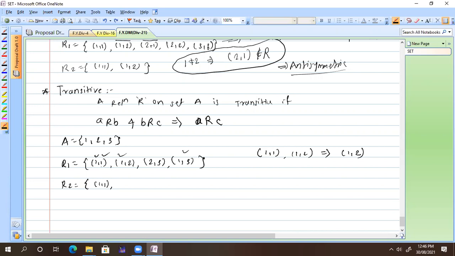So now 1 is related to 1, and again 1 is related to 3 here. So we should have 1 related to 3. We have this. So it is transitive.